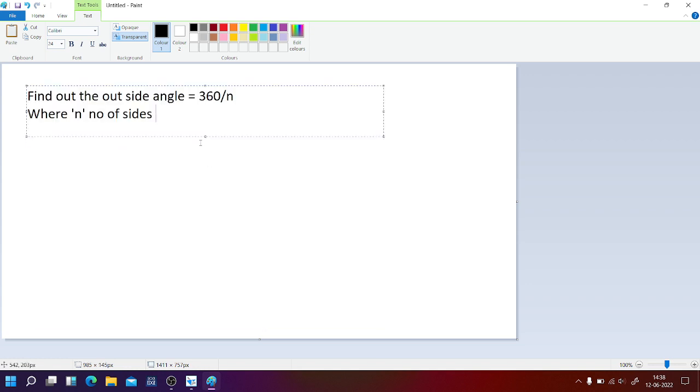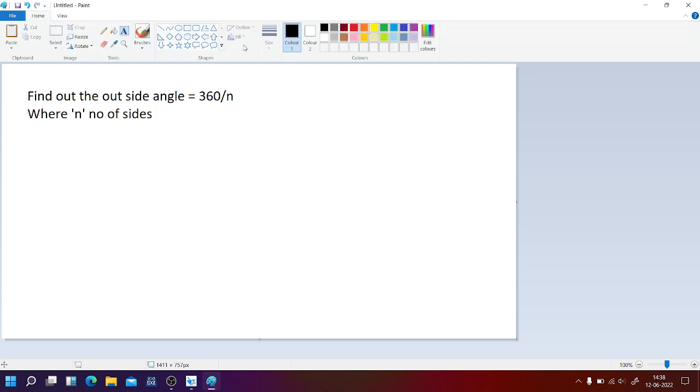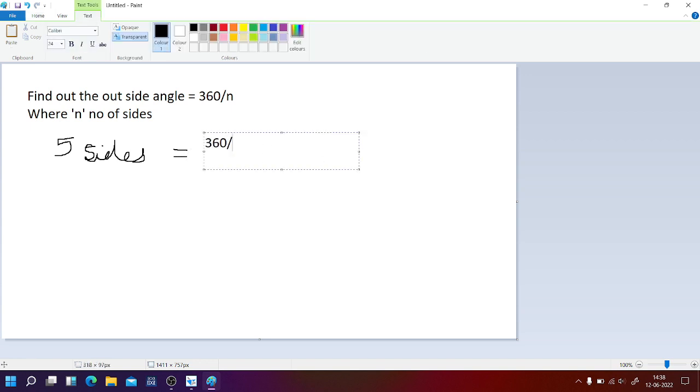So let us take an example. If you want to draw a pentagon, a pentagon has 5 sides. So now it is 360 divided by 5, and you are going to get 72 degrees.